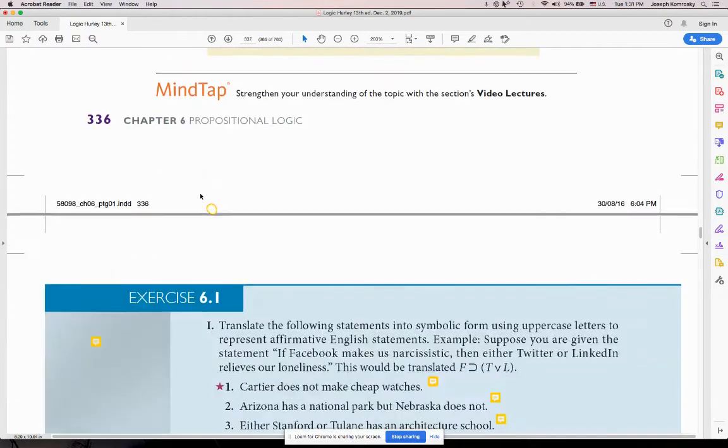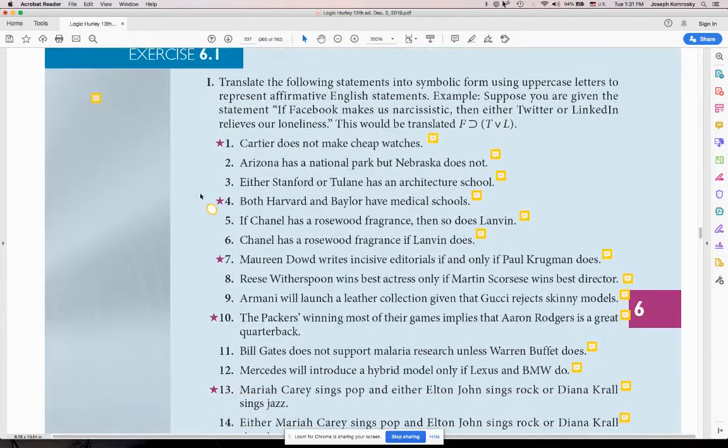Now, remember in the beginning when we went to the homework and some of you were like, what is going on? What is happening to me? Now, when we come to it, it looks much easier. You're going to take these examples, use letters to simplify, and then use an operator. So let's go back. Number one, Cartier does not make cheap watches. How do we symbolize this whole thing? C. We have a does not in here, so we say not C, right?